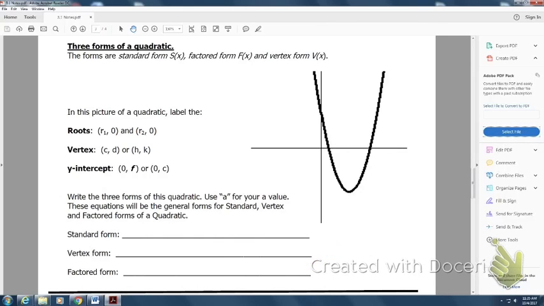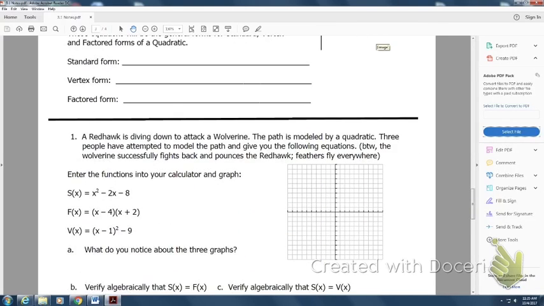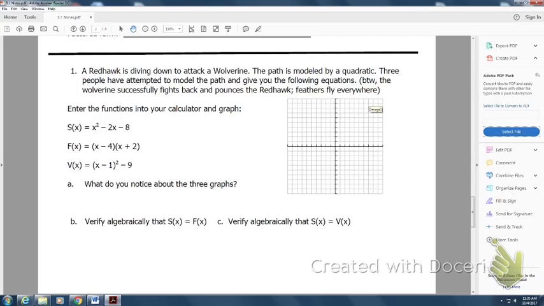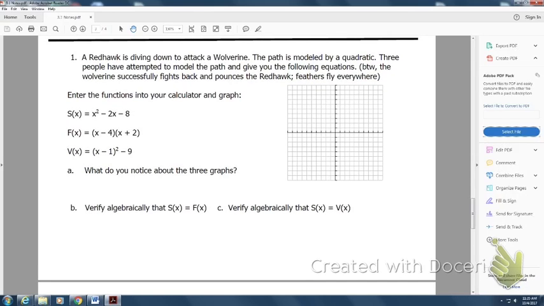Alright, let's go down to this example. We're going to look at these 3 different forms, get the information from each one, and then go over and graph it by hand. So first we have some weird story about nothing that's important. So standard form, right here, is going to give us our y-intercept.